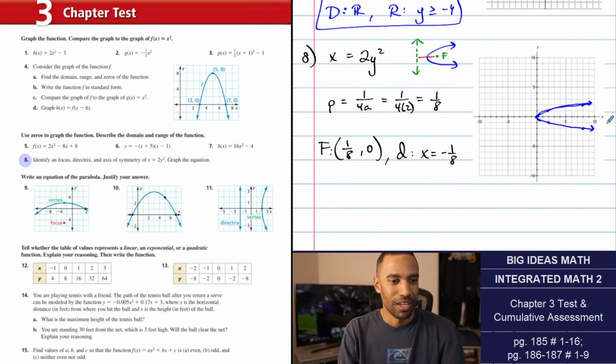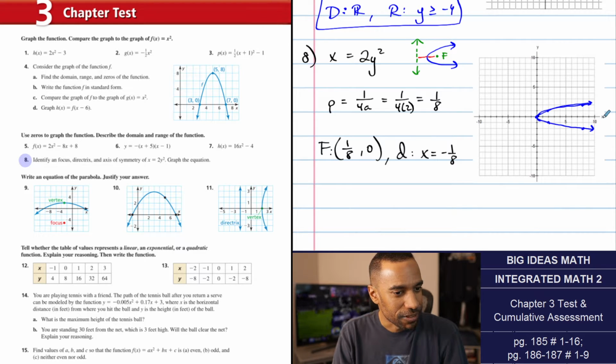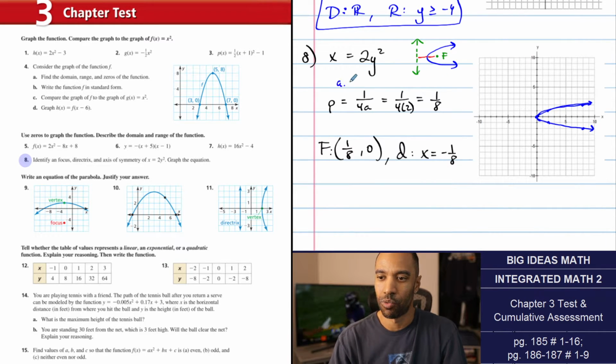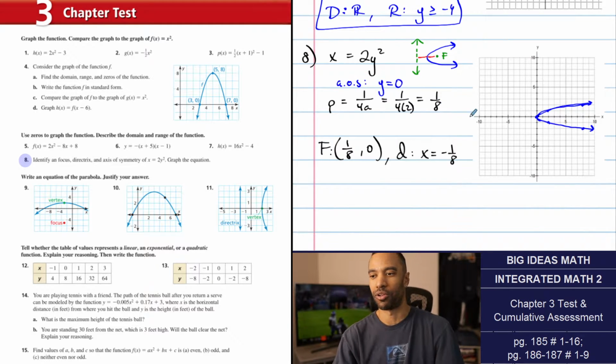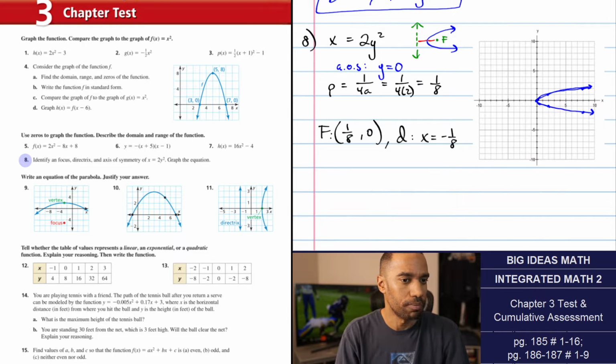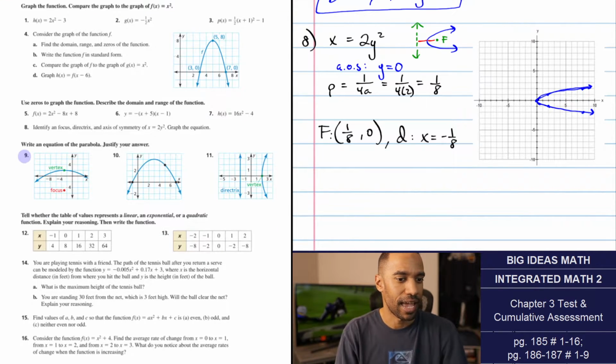So, did I need anything else? Axis of symmetry. Axis of symmetry would have been y equals 0. Horizontal line going that way. Going that way. That might be the only question on focus directrix stuff. We'll see if there's a... Oh, nope. Right here. Numbers 9, 10, and 11.